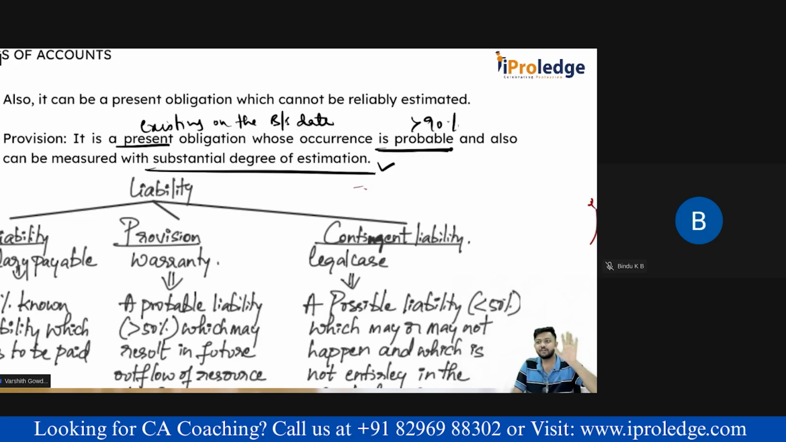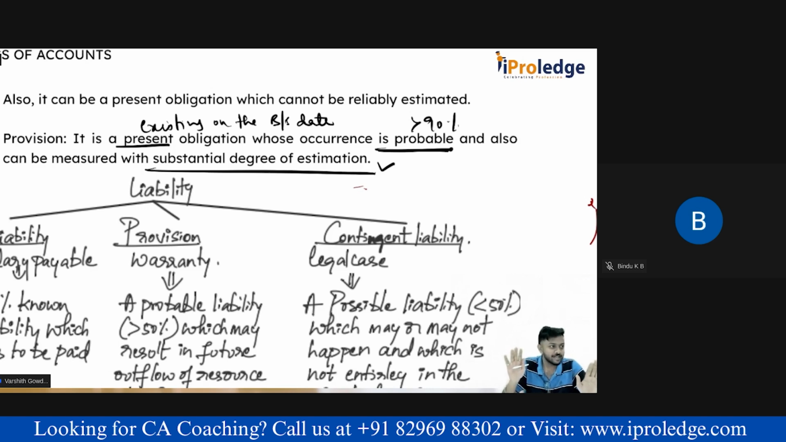The only thing that differentiates provision and liability is that provision involves estimation and liability does not involve estimation. That is the one thing. Both are liability only. But if you know the amount correctly, it becomes liability. If you're estimating the amount, you don't know the correct amount, then it becomes provision. Understood? So that's why they have told it is a present obligation, it is probable, and it can be measured with substantial degree of estimation. Guys, for something to be provision, it should not only be estimated, the way to estimate it also should be reliable. Properly, it should be estimated.